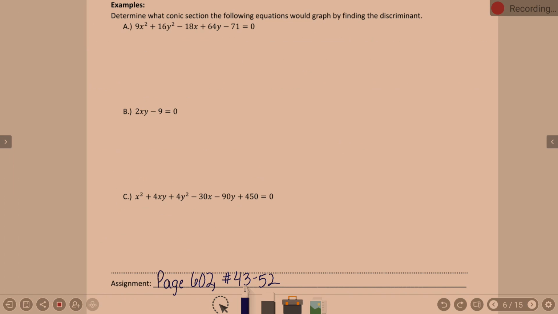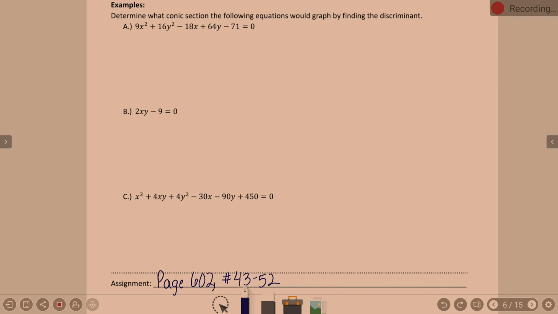Determine what conic section the following equations would graph by finding the discriminant. So, the other option is solve it for y and graph it. But solving these for y is not fun. So, let's talk about finding our discriminant. With that in mind, let's go through on this one and at least identify our A, B, C, D, E, Fs.